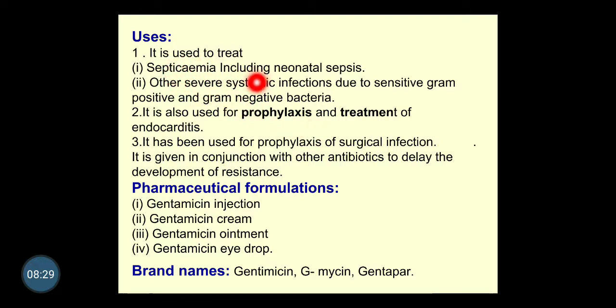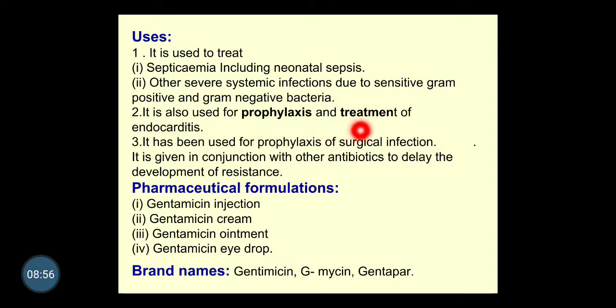Uses: it is used in the treatment of septicaemia including neonatal sepsis. Neonatal stands for infants, or relating to infants. Sepsis is a systemic infection, and when it concerns neonates or infants, it is called neonatal sepsis. For the treatment of these, one can use gentamicin as an antibiotic. One can also use it for other severe systemic infections due to sensitive gram positive and gram negative bacteria.